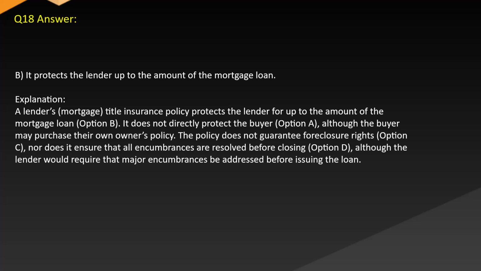Answer: B. It protects the lender up to the amount of the mortgage loan. Explanation: a lender's mortgage title insurance policy protects the lender for up to the amount of the mortgage loan. Option B. It does not directly protect the buyer. Option A. Although the buyer may purchase their own owner's policy, the policy does not guarantee foreclosure rights. Option C. Nor does it ensure that all encumbrances are resolved before closing. Option D. Although the lender would require that major encumbrances be addressed before issuing the loan.